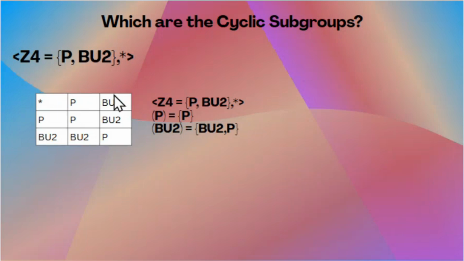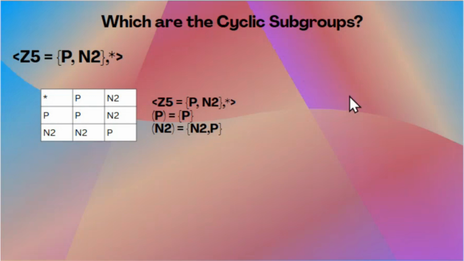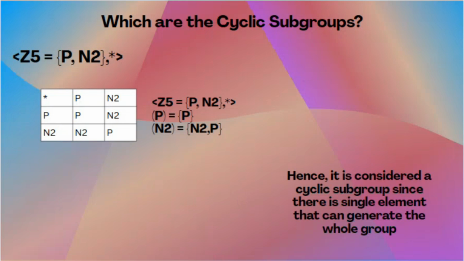Next one, C sub 4, we have P and BU2 under binary operation star. So P star P is P and BU2 star P is BU2 and BU2 star BU2 is P. So we have BU2 as the generator. That's why it's a cyclic subgroup. So next one, for our Z5, we have P and N2. So for our P star P, we have P, and then N2 star P is N2, and N2 star N2 is equal to P. So we have a generator N2. That's why it's a cyclic subgroup.